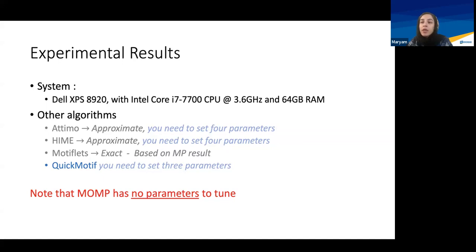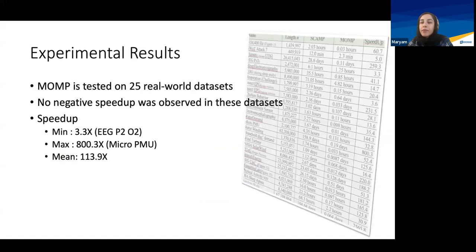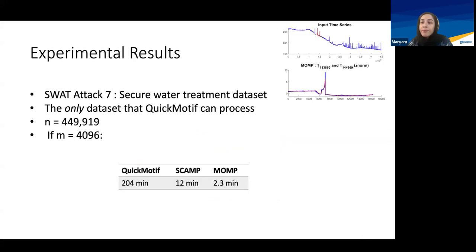But for now, I would like to review some of the interesting results we got. We tested MOMP on so many real-world datasets, and here you can see 25 datasets. Although we know it's possible, we didn't get negative speedup in any of the experiments we did. And on average, on these datasets, we got over 100 times the speedup.